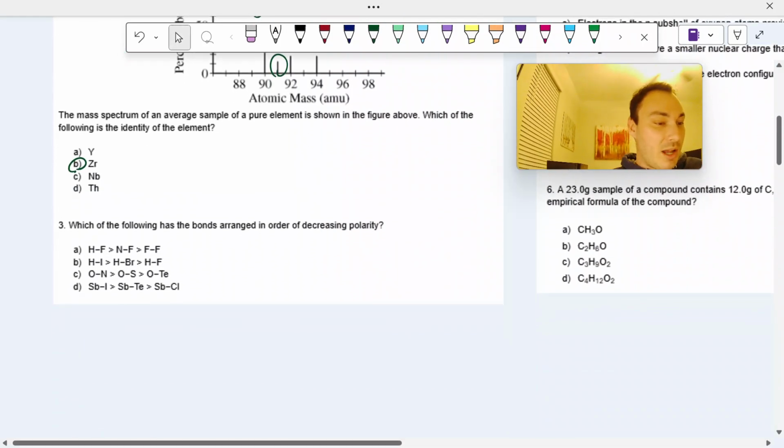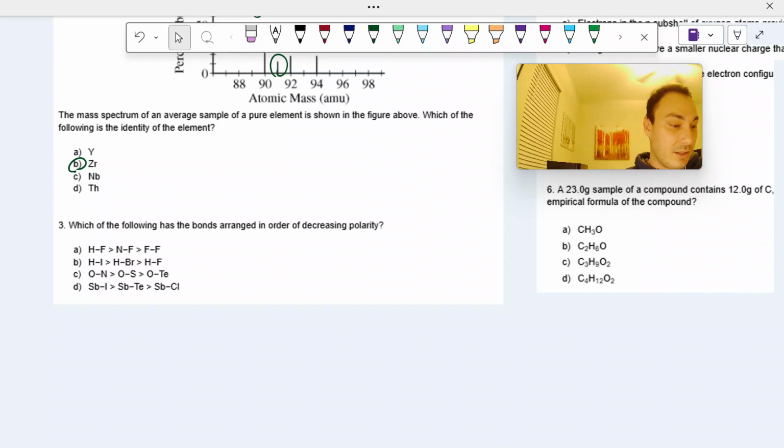Which of the following has bonds arranged in order of decreasing polarity? So we're ranking from most polar to least polar. For bonds, polarity is based off of difference in electronegativity. So we're going with the highest difference to the lowest difference. And right away, I see A stands out here because FF is nonpolar, and our lowest polarity should be the last. HF, NF, FF makes sense. HF is the furthest away. NF, N and F are both two of the big three, and then FF is the same, so that's nonpolar.